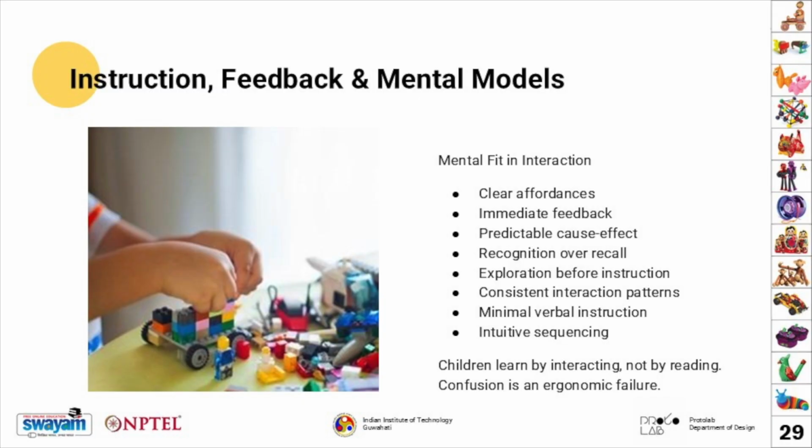Cognitive ergonomics also concerns how children understand cause and effect. If a button produces inconsistent outcomes, the child cannot form a reliable mental model. Mental models reduce effort. Uncertainty increases effort. Immediate feedback is essential when a child presses something. The response should be instant. Delayed feedback increases doubt, and doubt increases cognitive strain.